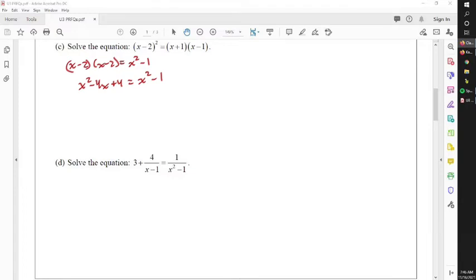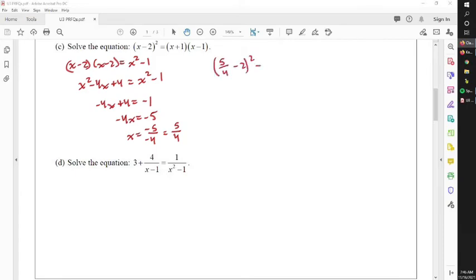Now let's get everything on the same side. The x squareds are going to cancel out. If I subtract 1x squared from both sides, they're going to cancel out. And so now I have negative 4x plus 4 equals negative 1. And then we're going to subtract 4 from both sides to get negative 5 on the right side, and then divide both sides by negative 4. Now my answer is 5 over 4 because a negative divided by a negative equals a positive. Now let's test it.